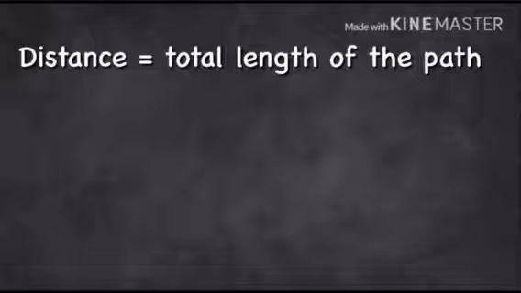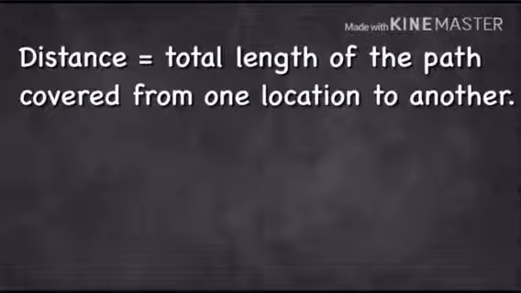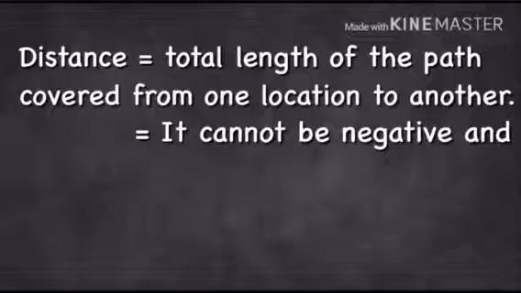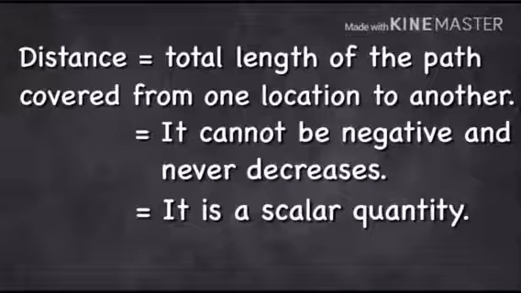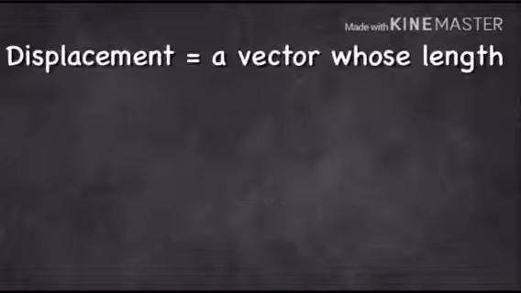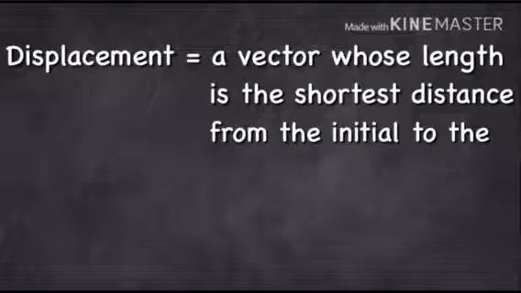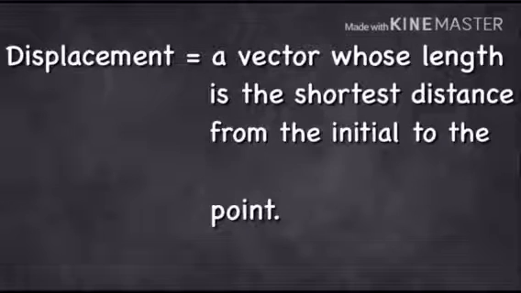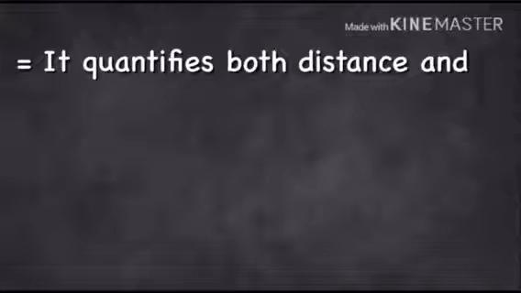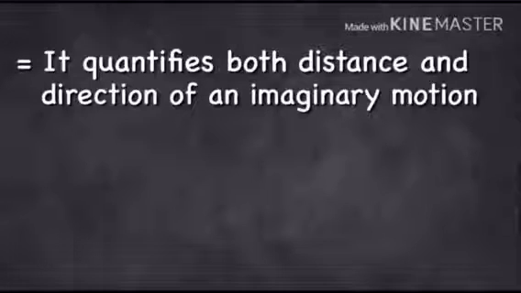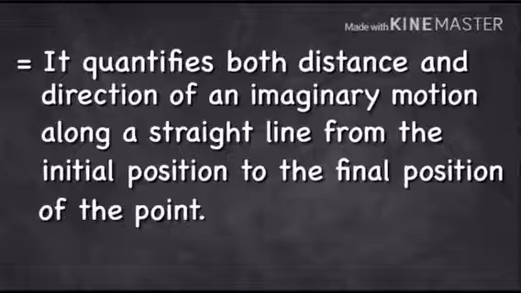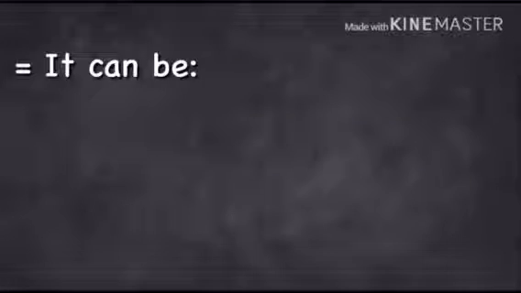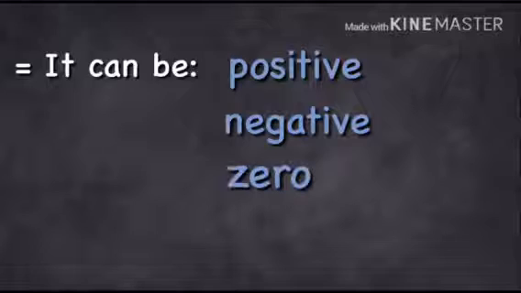Distance is the total length of the path covered from one location to another. Distance cannot be negative and never decreases. Distance is a scalar quantity or a magnitude, while displacement is a vector whose length is the shortest distance from the initial to the final position of the point. It quantifies both the distance and direction of an imaginary motion along a straight line from the initial position to the final position of the point. Displacement can be positive, negative, or zero.